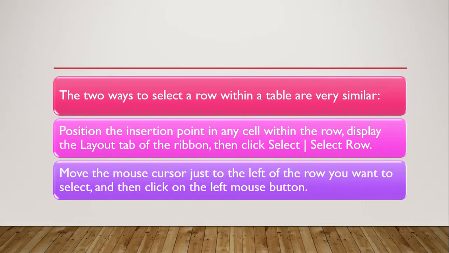The two ways to select a row within a table are very similar. Position the insertion point in any cell within the row. Display the layout tab of the ribbon. Then click select row. Move the mouse cursor just to the left of the row you want to select and then click on the left mouse button.